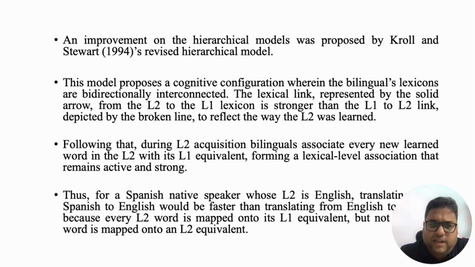Now, just to go into more detail, this model proposes a configuration wherein the bilingual lexicons are bidirectionally connected. As we saw, the lexical link represented by the solid arrow from the L2 to L1 is stronger than the L1 to L2 link depicted by the broken line, to reflect the way that L2 was learned, because L2 was typically learned on top of L1 and not the other way around. So, following that, during L2 acquisition, bilinguals do associate initially every newly learned word in their L2 with its equivalent word in L1, forming a lexical level association that remains active and strong throughout.